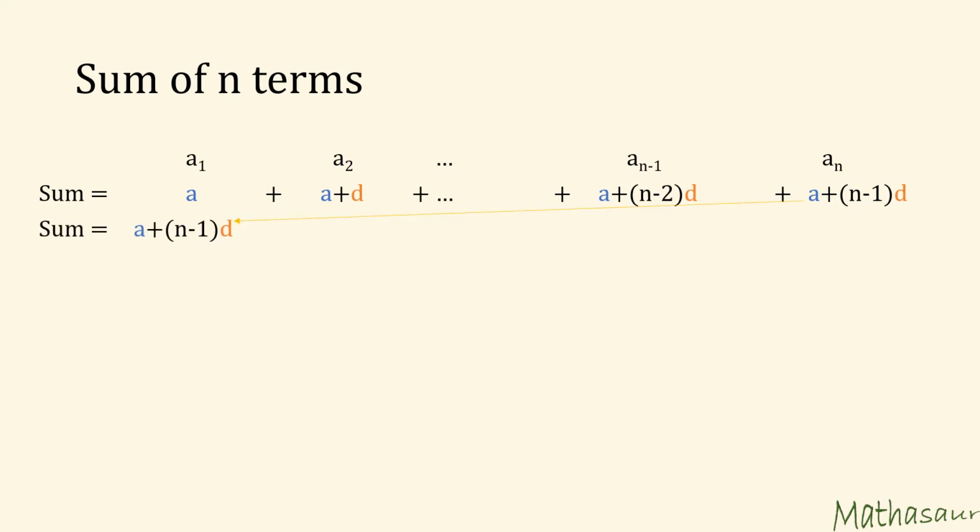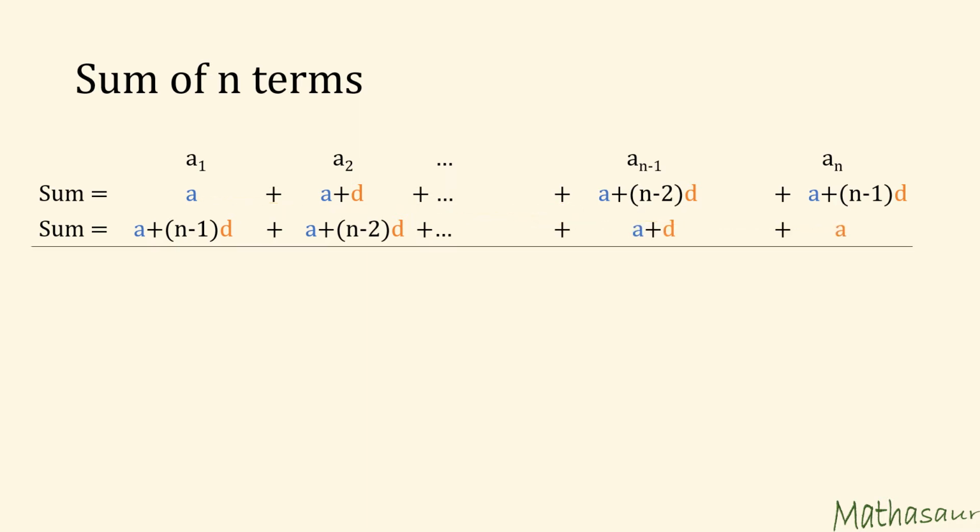Once again, let us write this down but in the reverse order. So now the last term becomes the first term and the progression carries out in reverse. Now let us add these two equations.